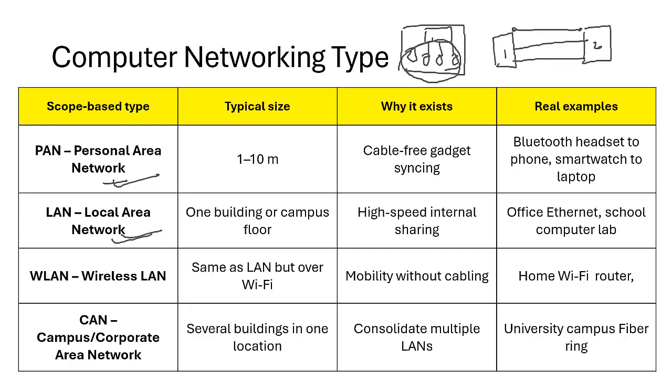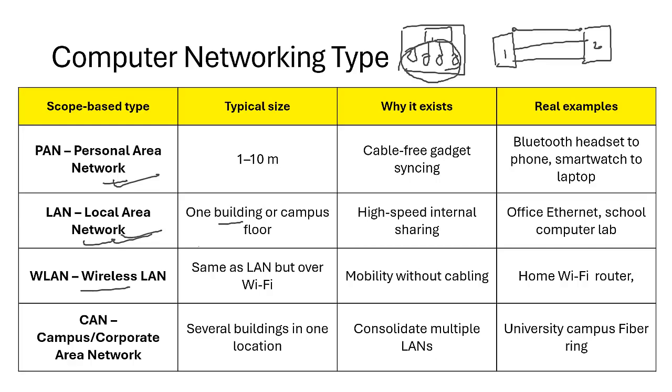It is free. Similarly, we create a network within the office. We have a group of systems which communicate within that office, and that is called a LAN, local area network, which can be one building or campus. We need high-speed internal sharing. We can use Ethernet and all that.